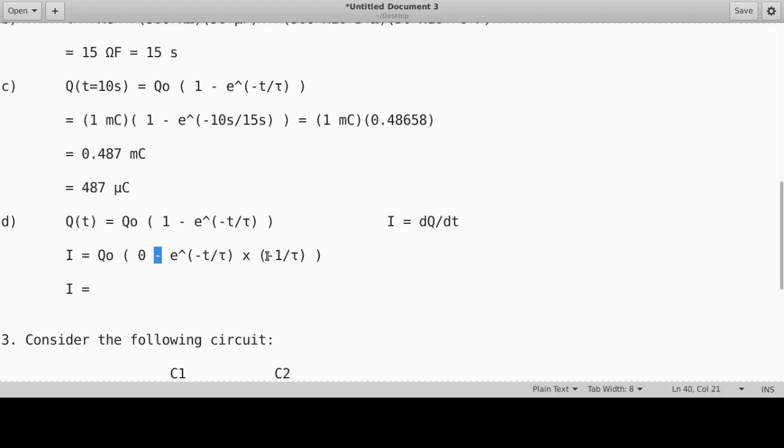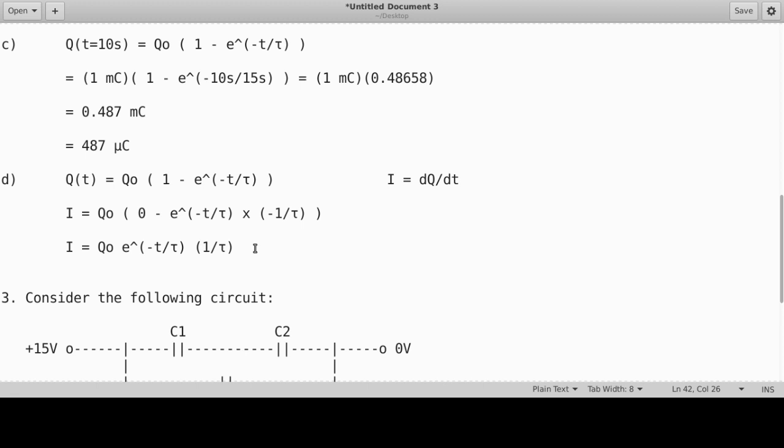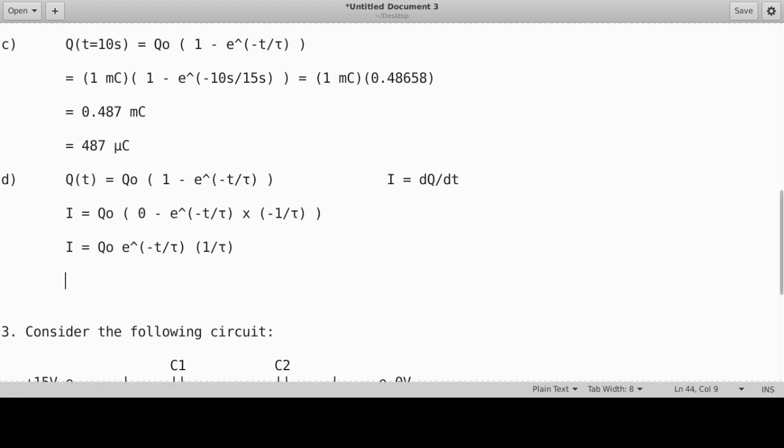Okay, and now you look at this and you get, well, what do I have here? There's a minus there and a minus there, so they go away. So basically I have Q naught, I have the exponential here like this, and I have multiplied by that like that, okay? And I can make this just look maybe a little bit nicer. The current is Q naught divided by tau, okay, multiplied by the exponential, like that, all right?